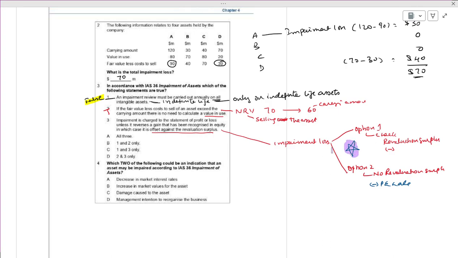That's it. Whenever there is an impairment loss, first you have to check whether you have reserves and surplus, revaluation surplus. If there is revaluation surplus, deduct from revaluation surplus. If you don't have revaluation surplus, then only we show it in the profit and loss account. Okay, this is also true. Very important point. Okay, the answer is 2 and 3.